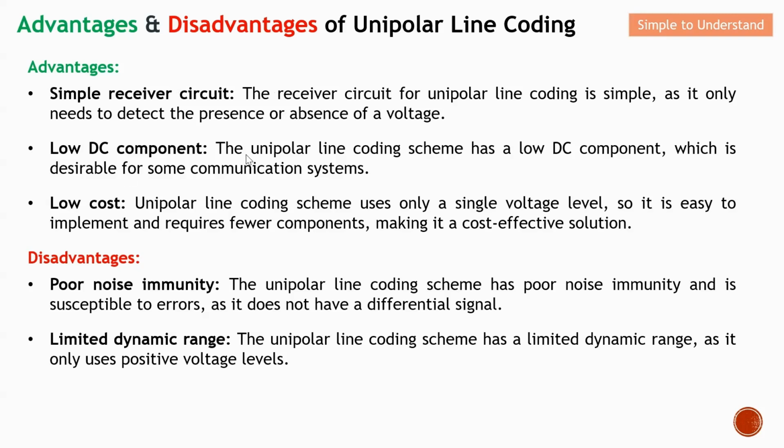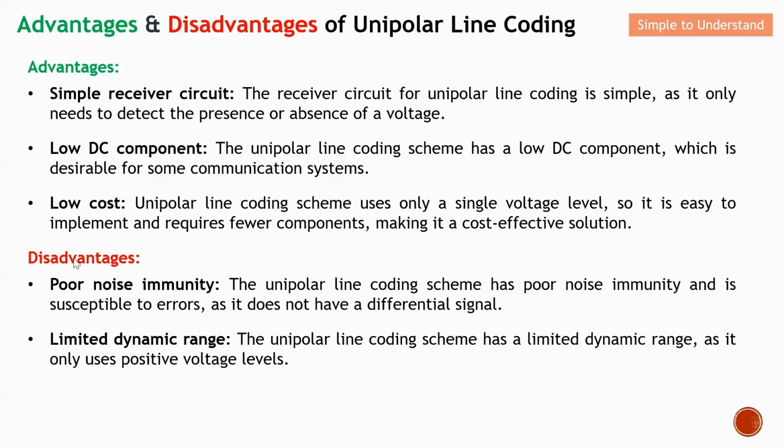Low DC component. The unipolar line coding scheme in fact has a low DC component, which is desired for some communication systems. Next will be low cost. Unipolar line coding schemes use only a single voltage level, a positive voltage level. Another one will be 0. Therefore, it is easy to implement and requires fewer components. This makes it a very cost-effective solution.